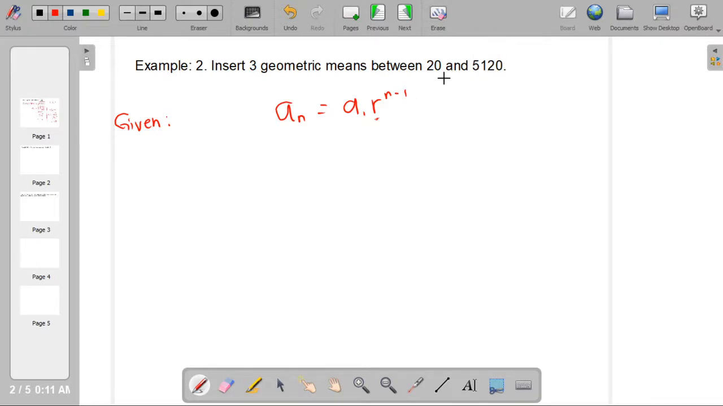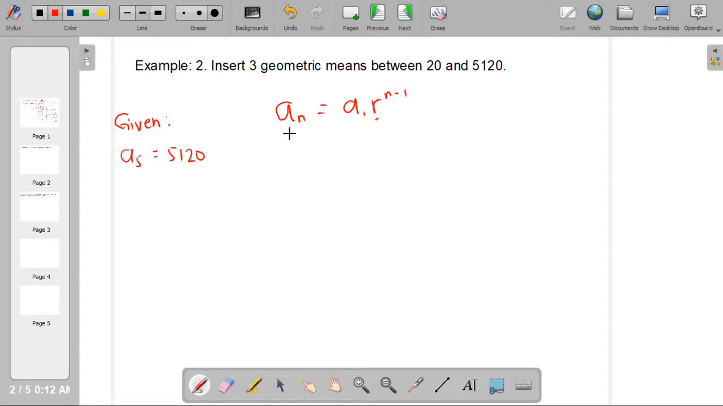Since given naman ang duha ka terms, which are 20 and 5,120, and then we're going to insert three geometric means, so 20 ug 5,120, duha na ka terms daan, nya mag-insert makagtulo ka buok. So mahimo ni siya 5 ka terms. So 5,120 is actually the 5th term of your geometric sequence, or your a sub 5, sorry. Your a sub 5. That is your last term.